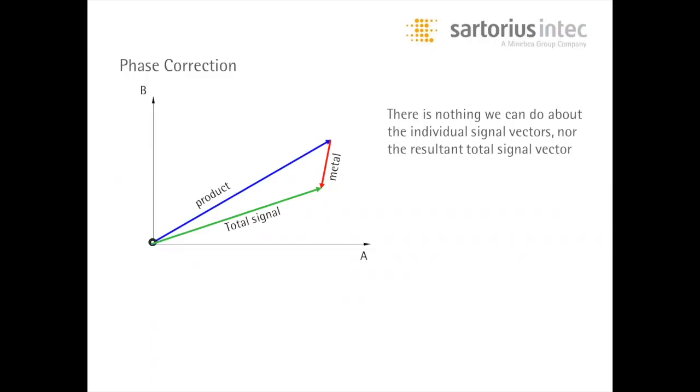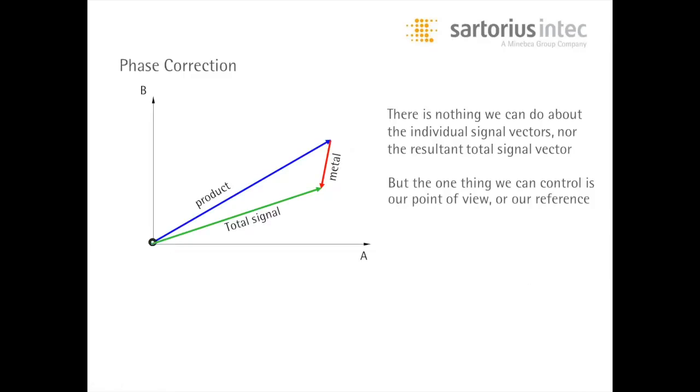There's nothing we can do about the individual signal vectors, nor the resultant total signal vectors, nor their orientation. These are physical properties that you cannot change. This product is going to produce the same signal vector every time. This metal will also send the same signal vector, and the total signal will be the same as well.